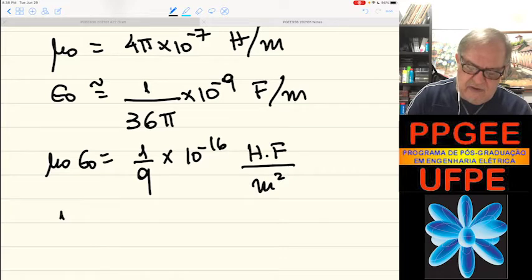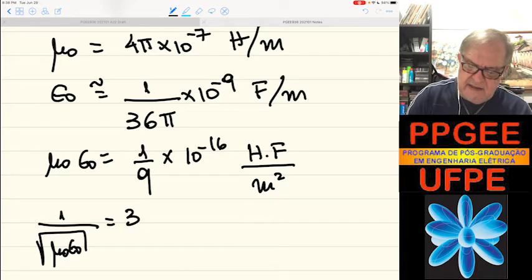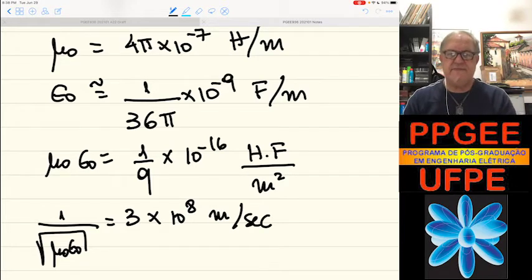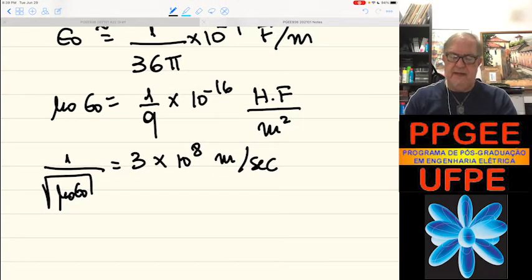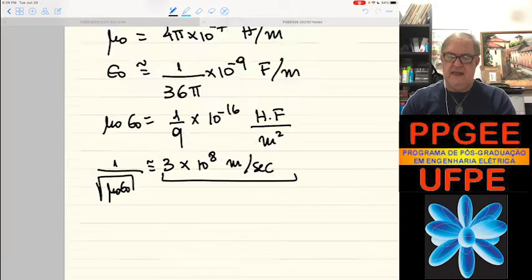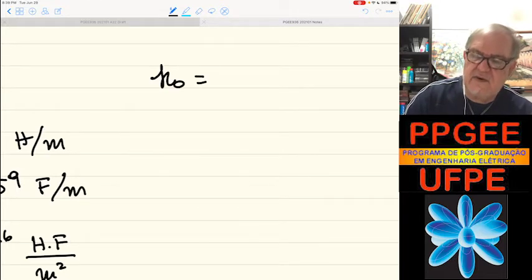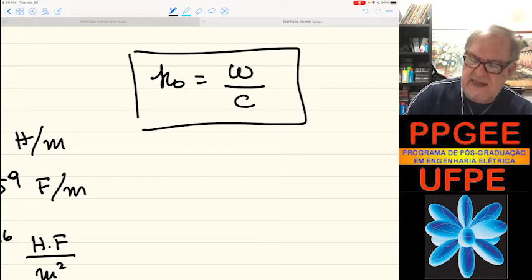And 1 over the square root of mu 0 epsilon 0 equals 3 times 10 to the 8th meters per second, which is the speed of light in vacuum, as we know approximately. So it's very close to that number. So the wave number is the angular frequency divided by the speed of light in vacuum. So that's the wave number in vacuum.